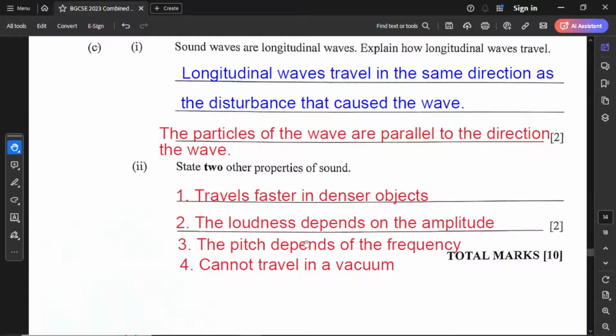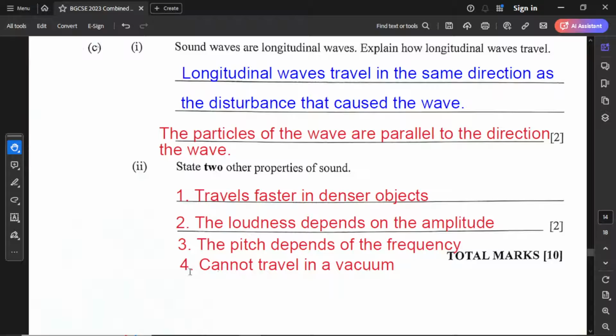For part 2, which is the last part of this question, it says state 2 other properties of sound. One is that sound travels faster in denser objects. The more dense the object is, the more vibration can take place, hence you have sound waves moving faster. Next point is that the loudness of sound depends on amplitude. As amplitude increases, the loudness increases as well. And then the pitch depends on the frequency. The more wave cycles produced per second, the higher the pitch.